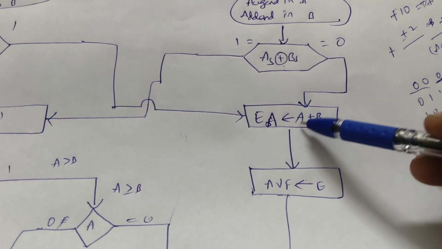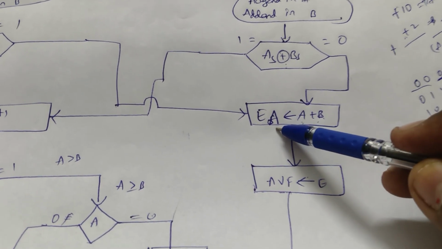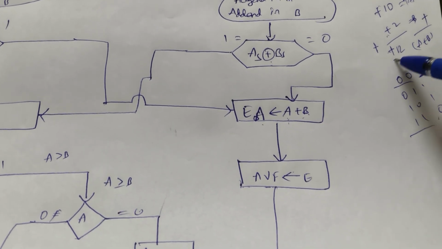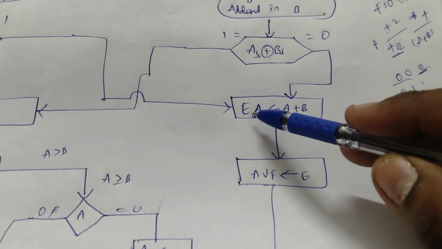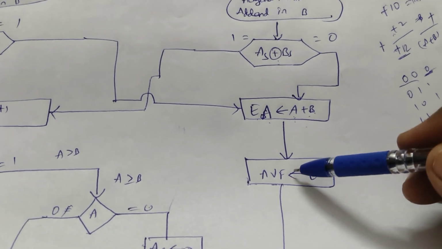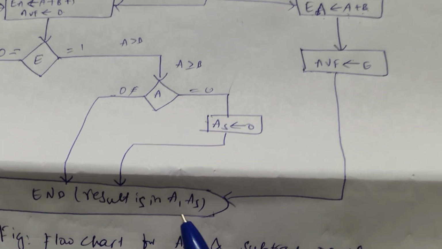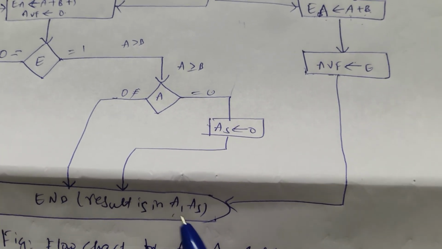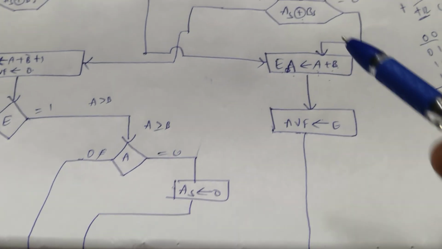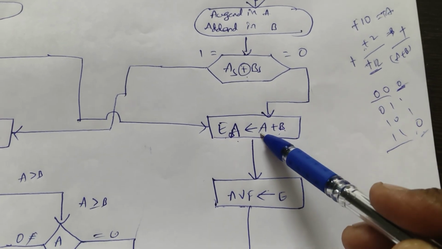So A plus B: the magnitudes are added and the result is stored in the A register. While adding these two, if you get any carry, that carry is stored in the extended flip-flop E, which is transferred to the add overflow bit. After that, the operation ends. After the end of the operation, the result is stored in the A register and the sign is stored in the AS flip-flop.